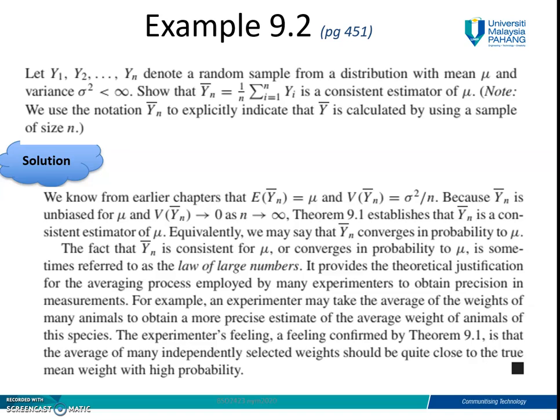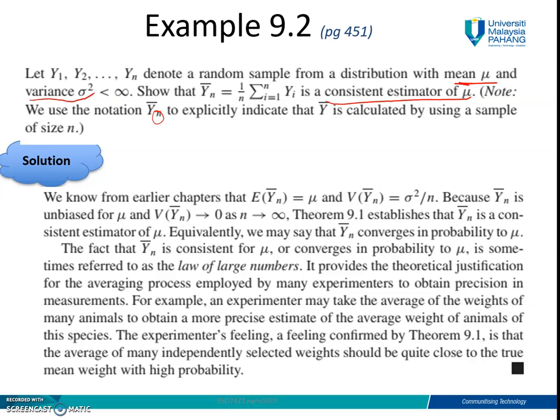So if you look at example 9.2, page 451: let Y1, Y2, ..., Yn denote a random sample from a distribution with mean mu and variance sigma squared. Basically, it seems like a normal distribution. Show that Y bar n, equal to the summation of Yi over n, is a consistent estimator of mu. They use Y bar n because we calculate using a sample of size n. Now, how is the solution?